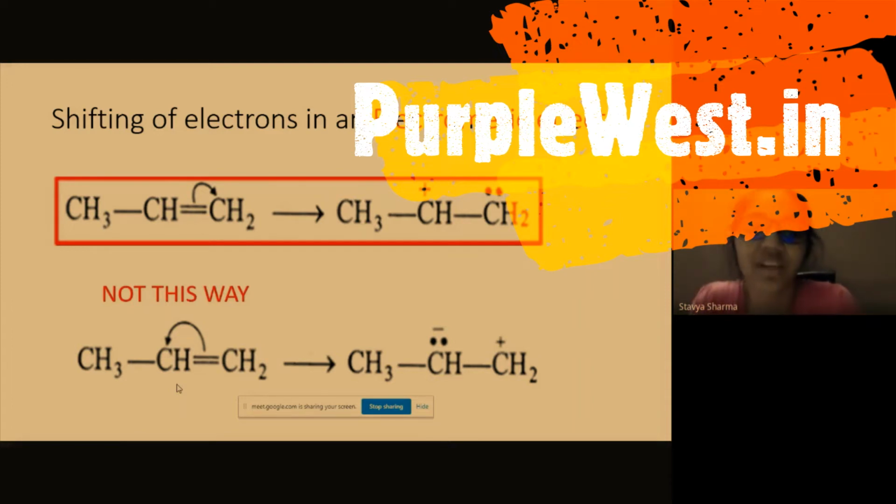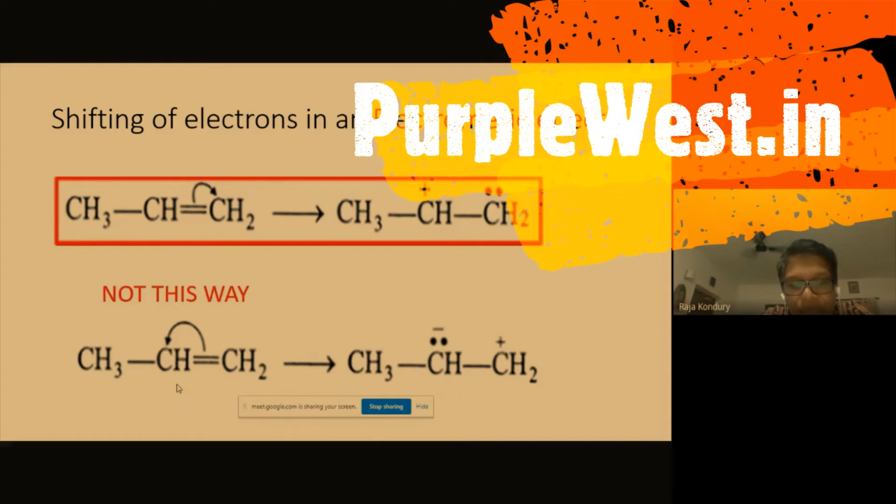Because that bond pair is shifted towards that first carbon, CH2, from the right side. Correct. But why not the second one? Because the hydrogen attached to that first carbon, there are two carbons and two hydrogens only.